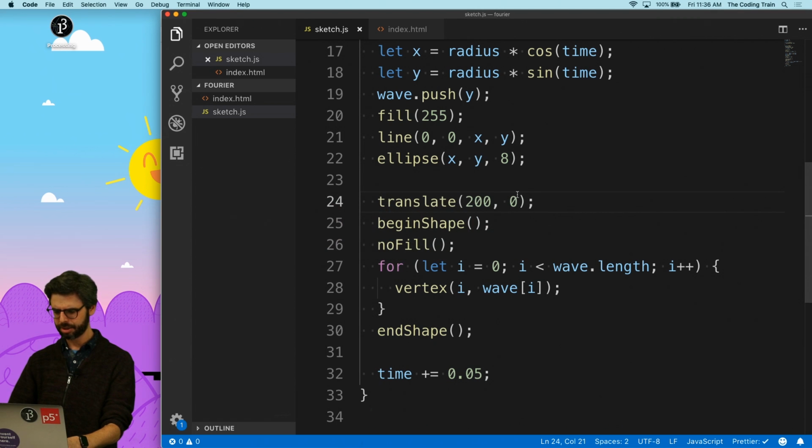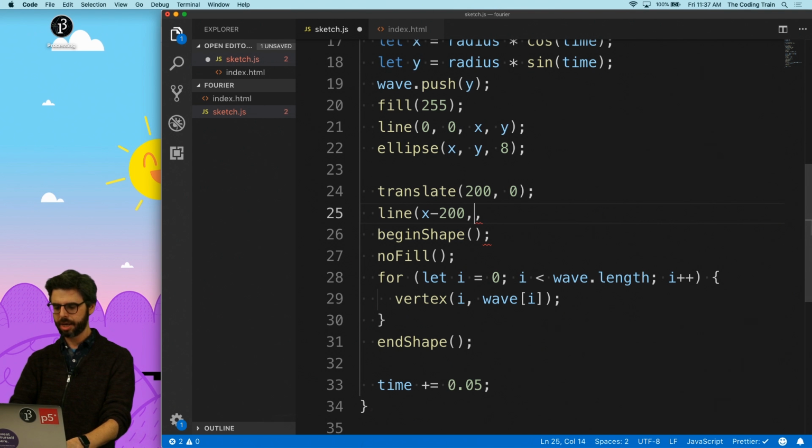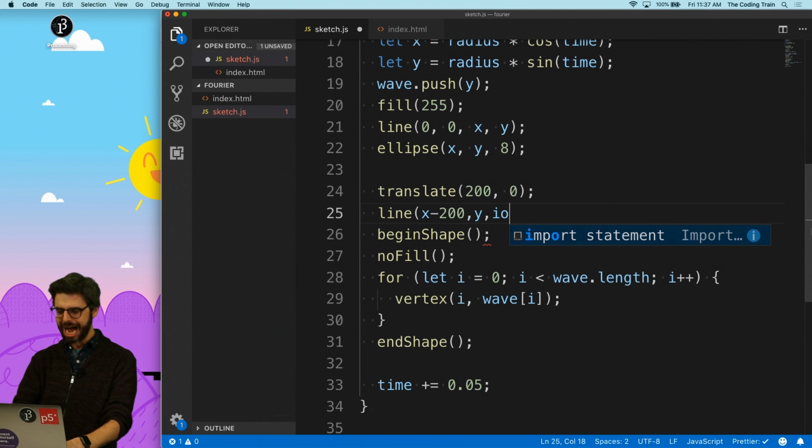So I need this first value. So I have x minus 200 comma y to I comma wave index 0. And actually it's not I, it's 0. So this I know is the very first point in this loop. And since I translate it over, I've got to back up with my x value. This is very awkward.